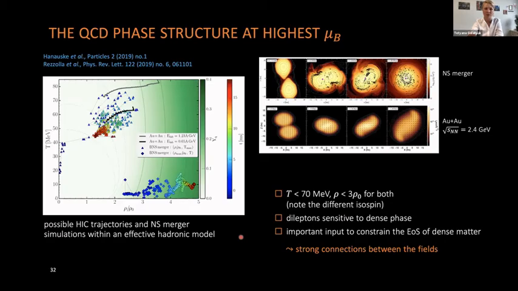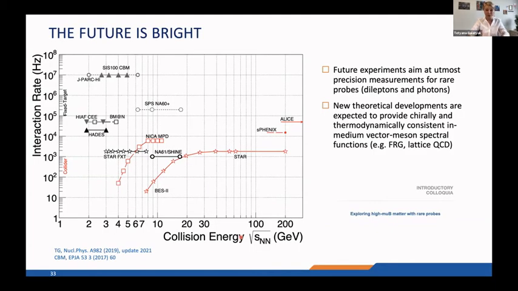The future is bright. There are many experiments that plan to study dileptons in the near future. ALICE with Run 3 and 4, as Peter explained in his talk. The STAR collaboration will also aim now at collecting 16 billion events of gold-gold collisions at 200 GeV. There is an opportunity to study dileptons at the fixed target experiment taken at 3 GeV collision energy.